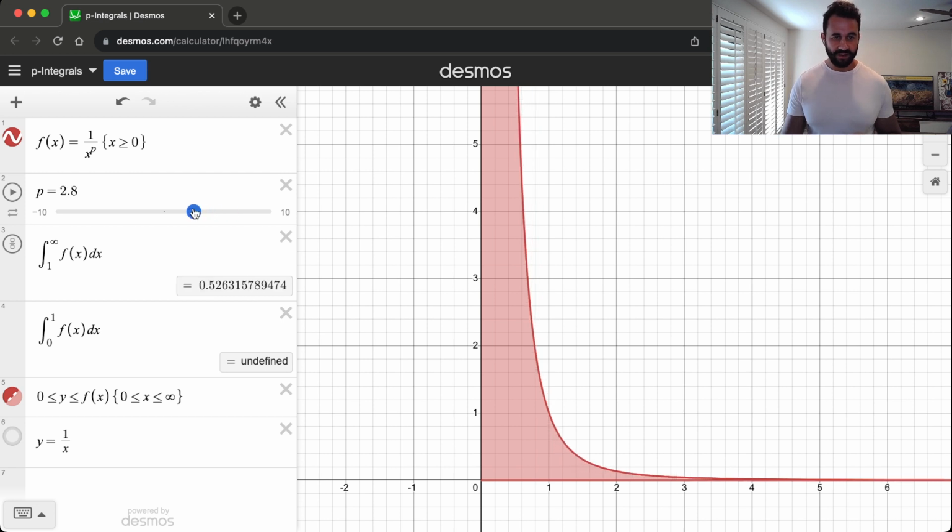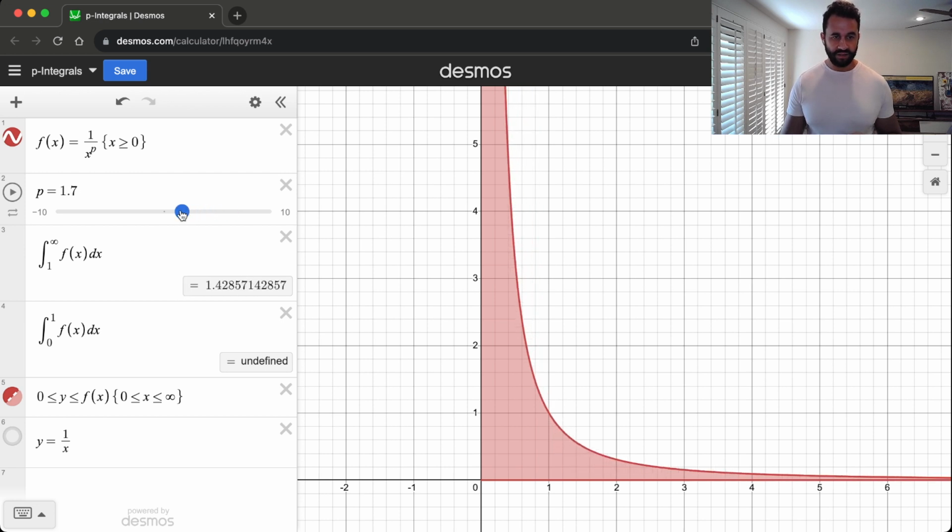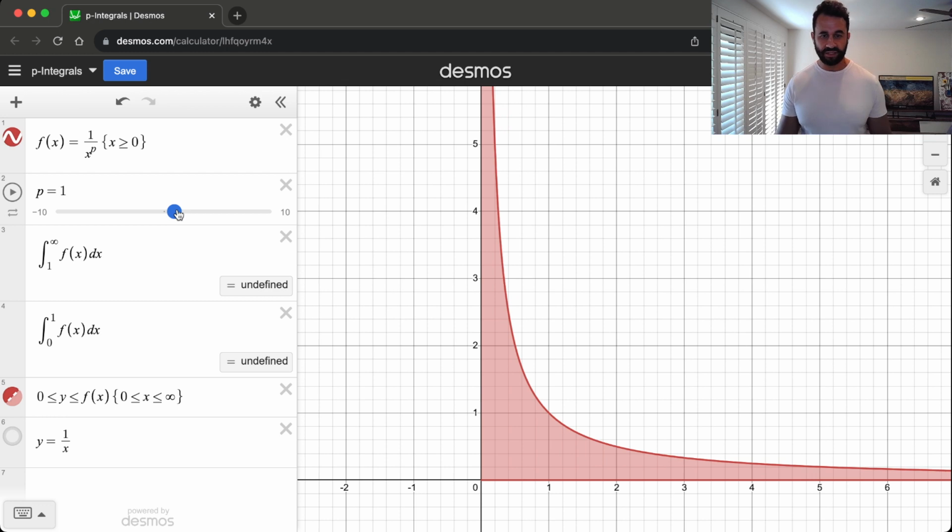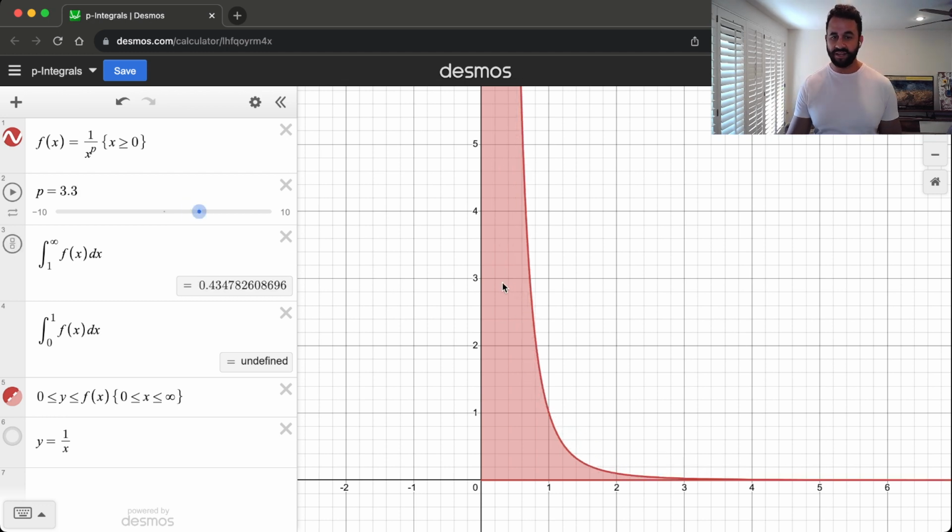Okay, now let me do the other way. So now let's see what happens. Oh, wait, I was also going to say this. Notice here that on this side, the integral from 0 to 1 diverges. And that makes sense visually, right? Because what's happening here is this area is opening up. So definitely this is going to diverge. The area is infinite here. This is definitely infinite area, no matter what, because it's literally opening up.